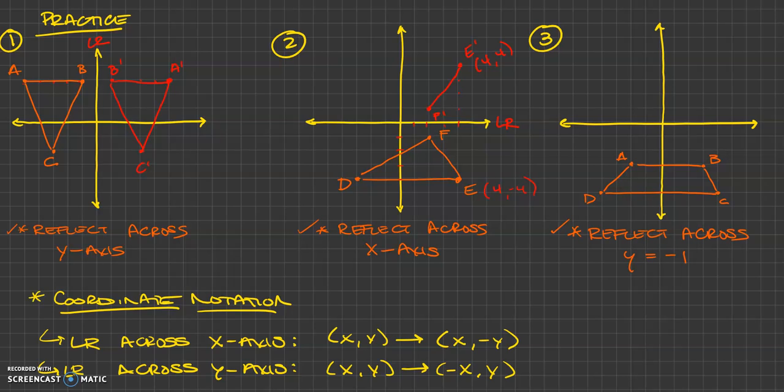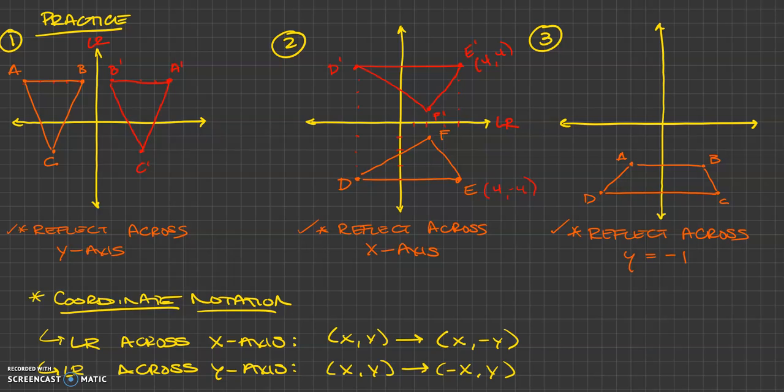Now that's going to help us with some coordinate notation that we'll look at at the bottom. D prime is 1, 2, 3, 4 units, so it's going to be 4 units up. And there's D prime. And again, you can look at that from a coordinate notation standpoint as well. But that's the reflection across the x-axis.